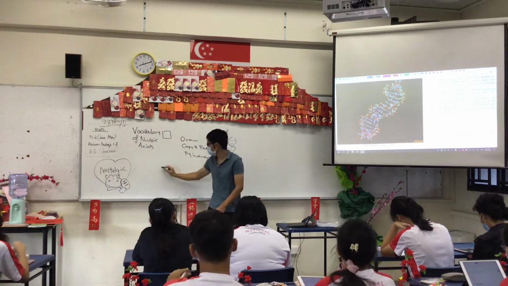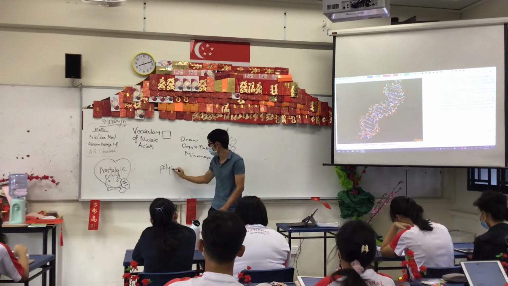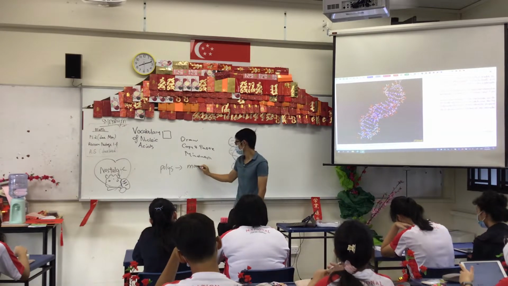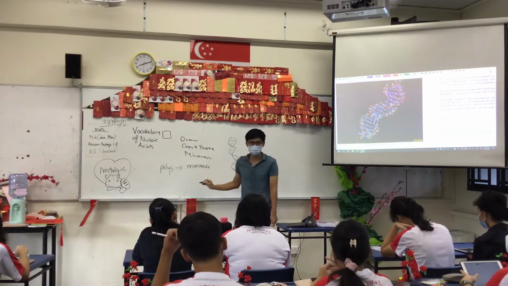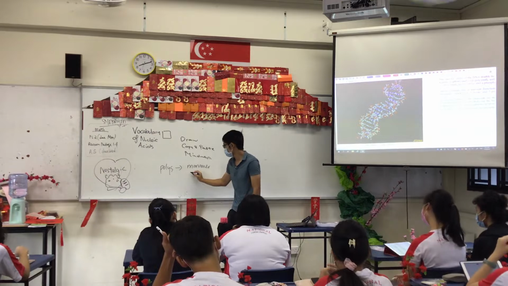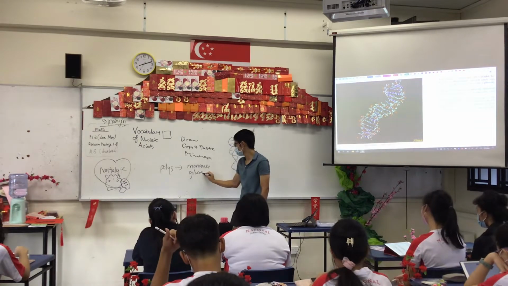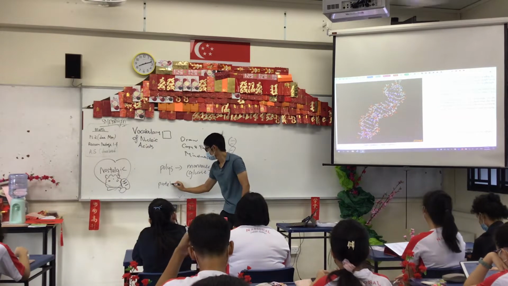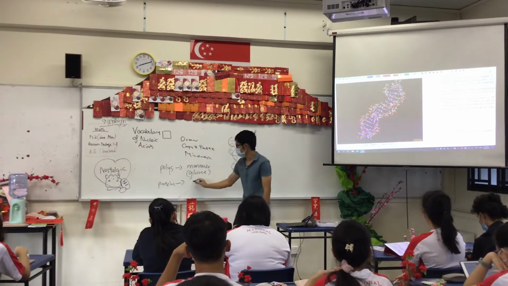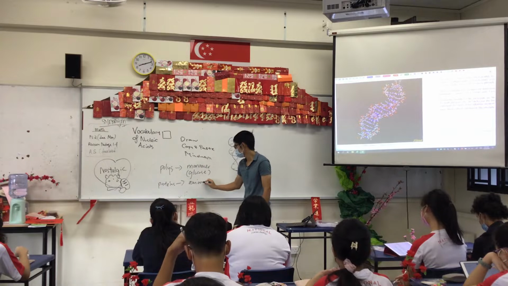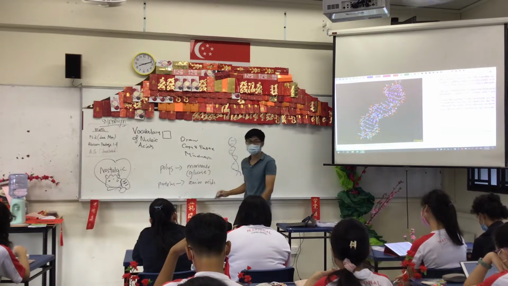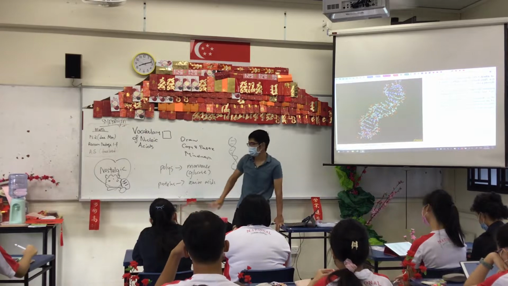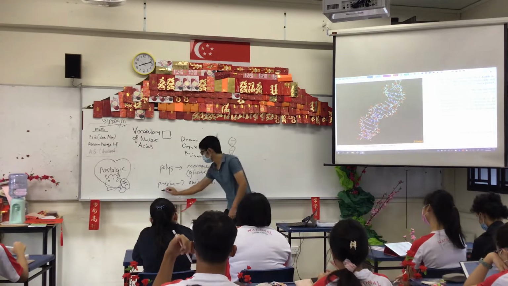Just like how if we look at polysaccharides, the monomer, which is the repeating unit, is sugar. In this case, we know glucose. For proteins, the monomer is amino acids, the repeating unit. Today, we're going to figure out how all these terms relate to the monomer of DNA.